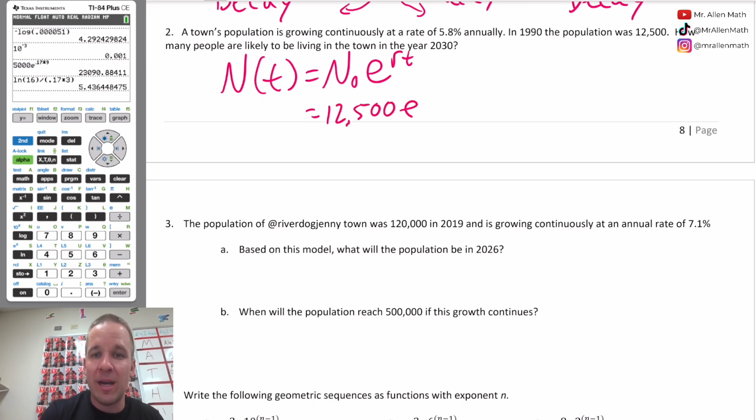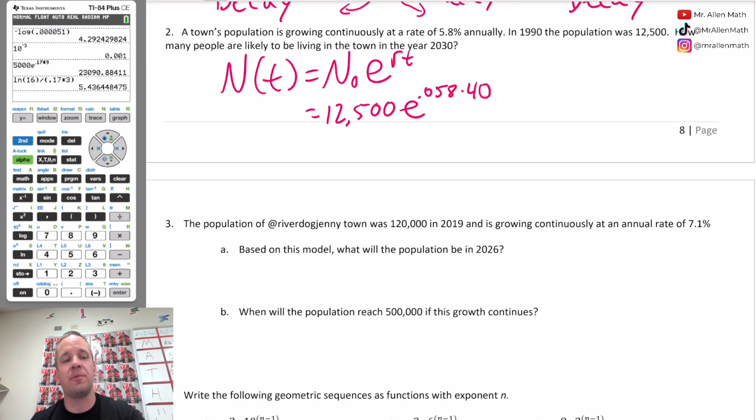12,500. We've got e is just e, right? That's like 2.7 something. Raised to the, my rate is 0.058. Don't forget to change that percentage into a decimal for my rate. And how many years are going to pass? Well, from 1990 to 2030, that's going to be 40 years. All right, so the annual growth is 5.8%, and it's being compounded continuously.